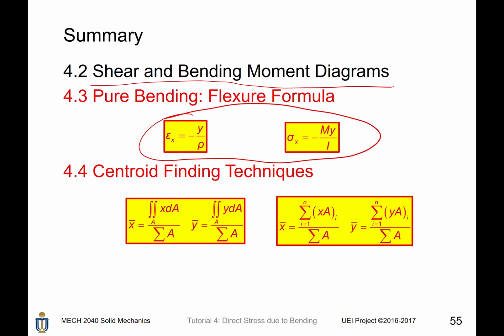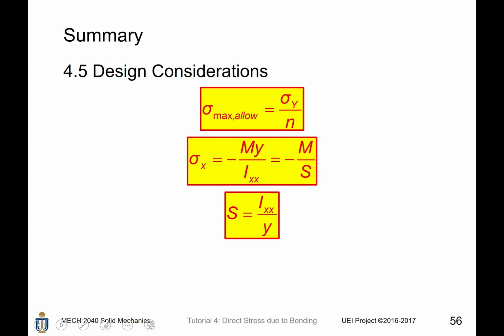Besides, we also did some centroid finding techniques. What is the average value of x, what is the average value of y, and how to compute the centroid of a composite shape, and how to set up the temporary x prime, y prime coordinate system. We also talked about the design considerations, what is the maximum allowable stress, as well as the section modulus concepts. We also did a very comprehensive problem regarding those issues.